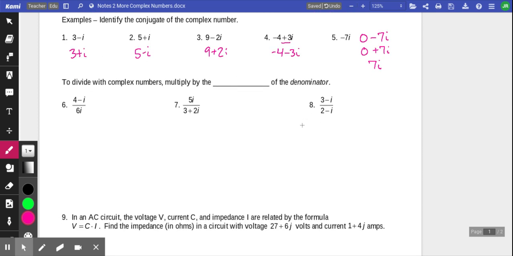The reason why we need these is because we need to rationalize our denominator. Okay, in order to be able to divide, we are going to multiply by the conjugate of the denominator.